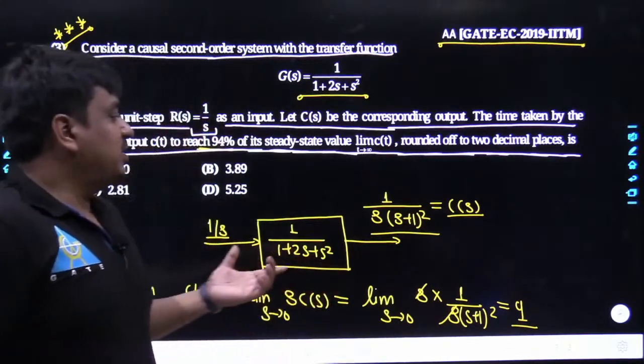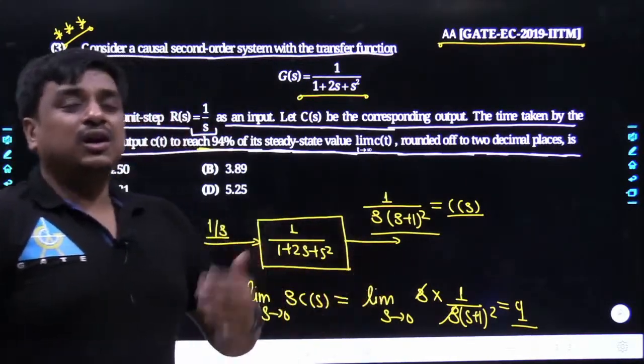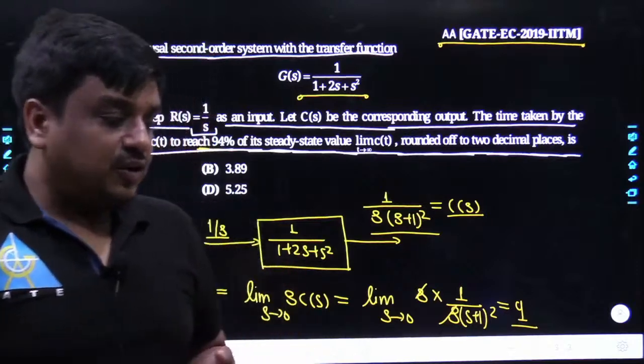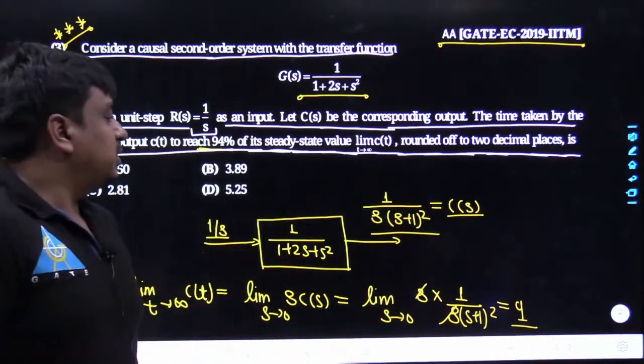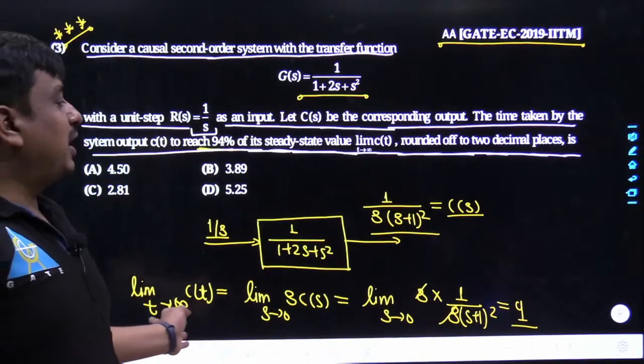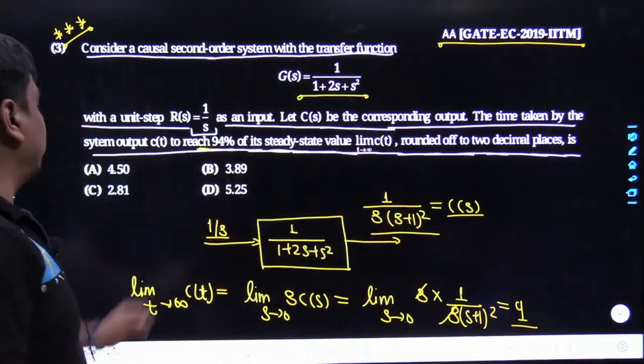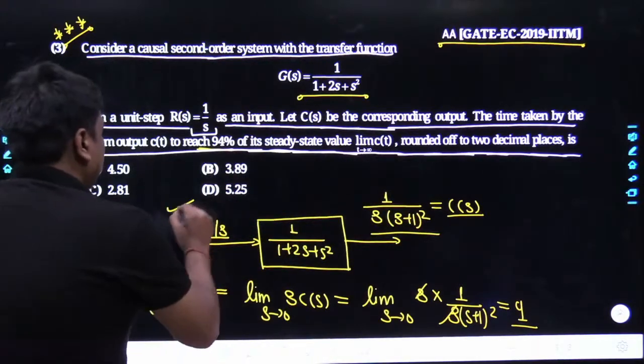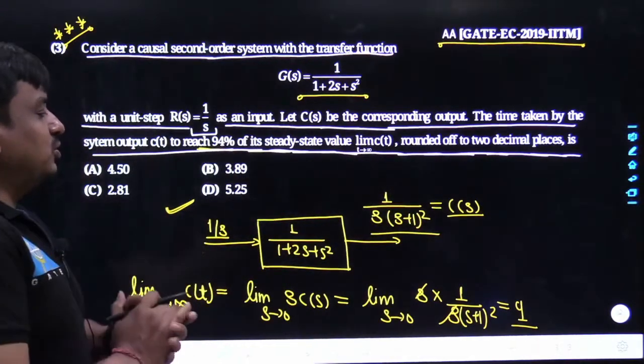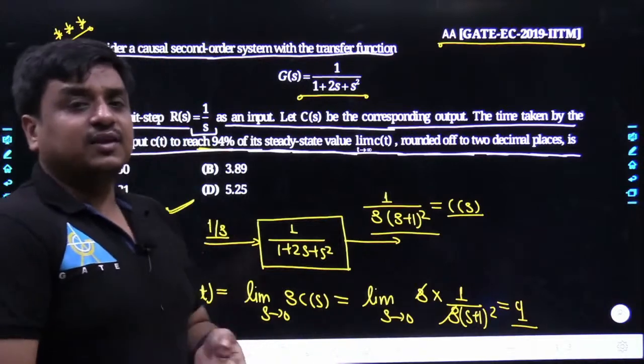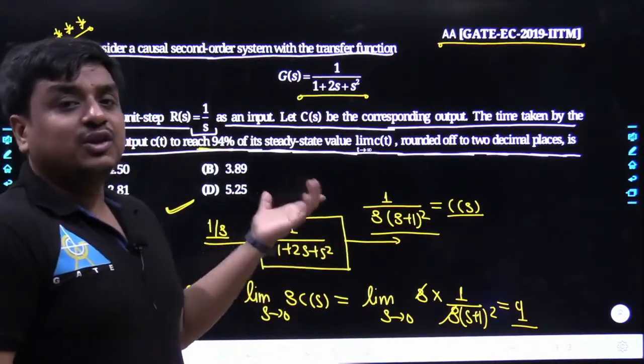That means the steady state value of the response, or the response when t tends to infinity, is simply equal to 1. Nobody should have any doubt as such. Till this point, nobody should have any doubt. So obviously this is the response when t tends to infinity, or I can say it is the steady state response for this given problem.